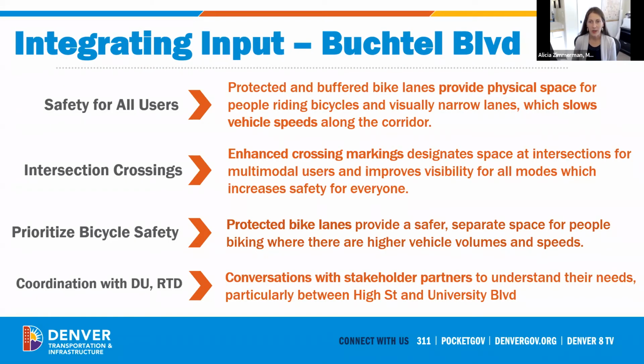Quick summary of how we addressed these, and then I'll go through a little bit more, give you some images of what these solutions might look like. Safety for all users: protected and buffered bike lanes inherently provide a physical space for people riding bikes, and that inherently narrows the visual roadway. Basically, it visually narrows the roadway, which can absolutely help improve vehicle speeds.